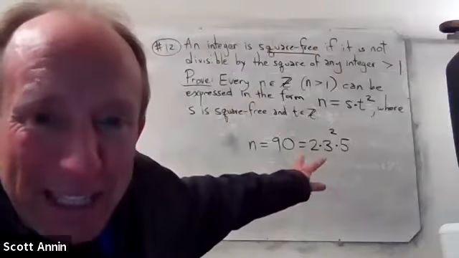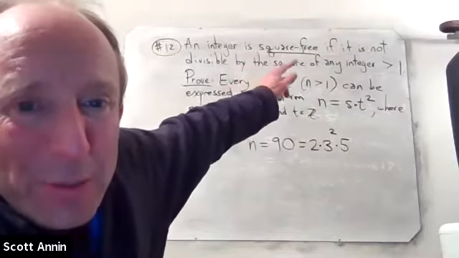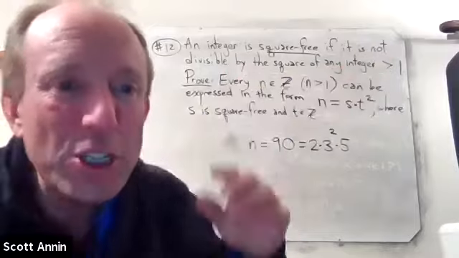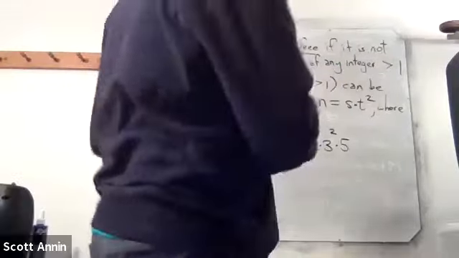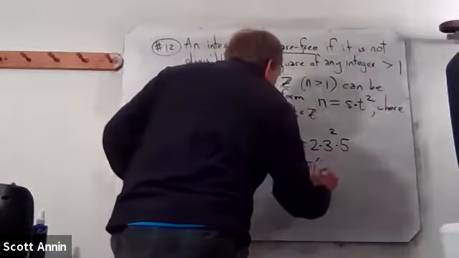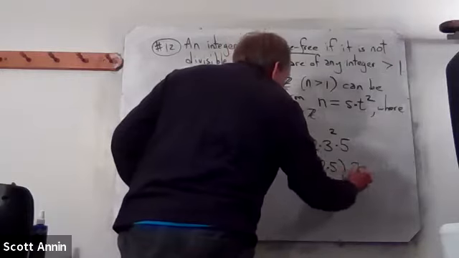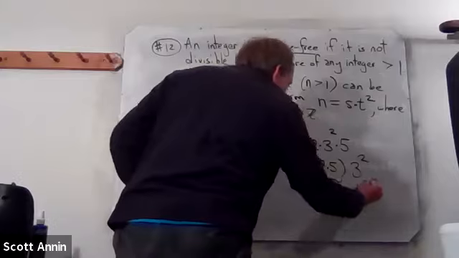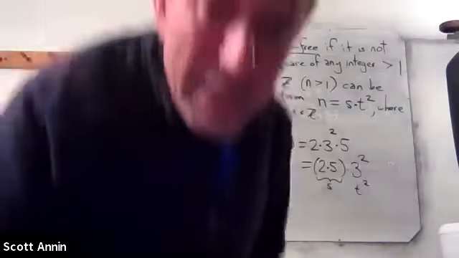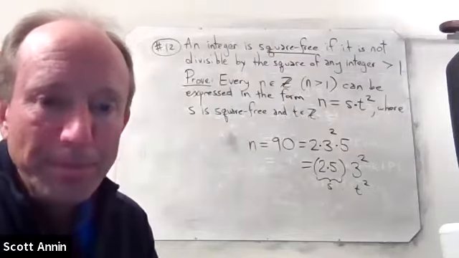So do you see how we can do this? A square-free number should not be divisible by any square. It just means there'll be no square powers in this number. So you could actually think of this as 2 times 5, because there's no squares there, and then 3 squared. So this would be your s, and then this would be your t squared, like that. Okay, something like that. That could be an example.